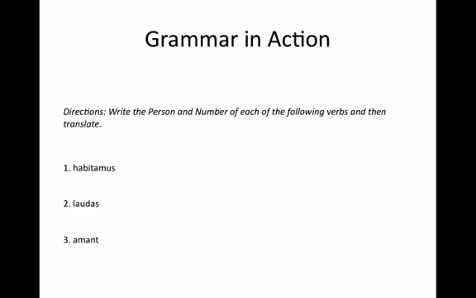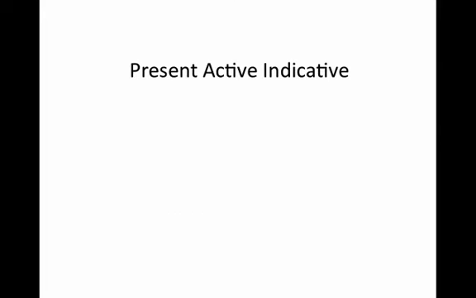All right, let's review. So, remember, habitamus has that mus ending. That is the first person plural, we live. Laudas has that s ending on the stem. That's second person singular, you praise. And finally, amant has that nt ending, which is third person plural, they love.